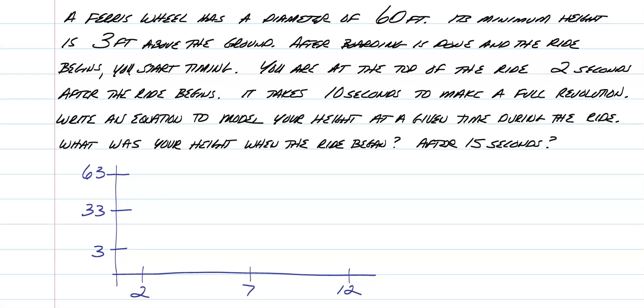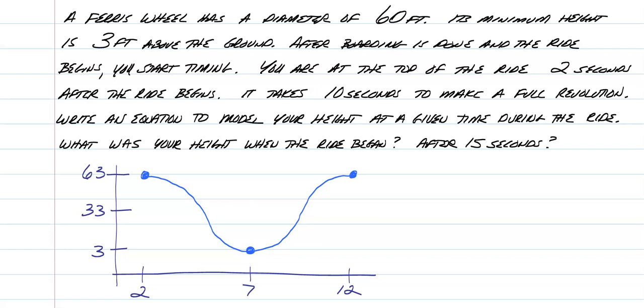So then, after you read this again, it says 2 seconds after you started timing, you were at the top. So you're going to have a starting point at 2 all the way up at 63. And then it takes 10 seconds to make a full revolution. So once you're at your 12th second, which is 10 seconds later, you're back at the top, which means at 7 seconds, you are at the bottom. Because these, of course, are sinusoidal, and we're going to just have a little graph that looks like that. Again, do you need the 7 to know what that number is? Not really, but that's what this graph is going to look like.